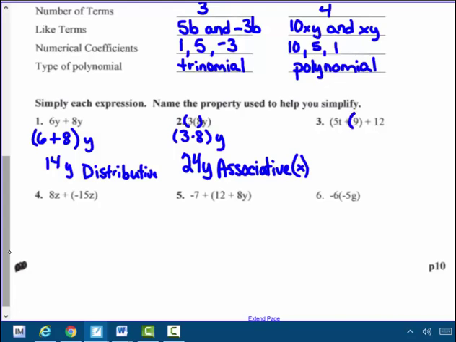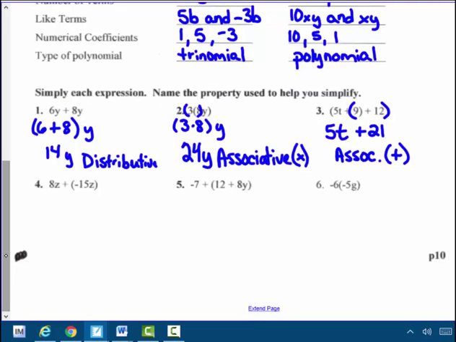I'm going to use the associative property for addition here because 9 and 12 can be combined. They're like terms. They're constants. So my 5t will stay 5t's. It doesn't have anything to combine with. And 9 and 12 makes 21. And again, I used the associative property, and I'm going to abbreviate that. Only this time I used the associative property of addition.